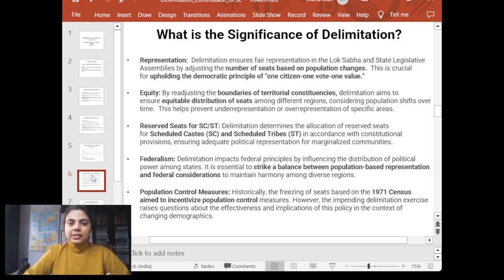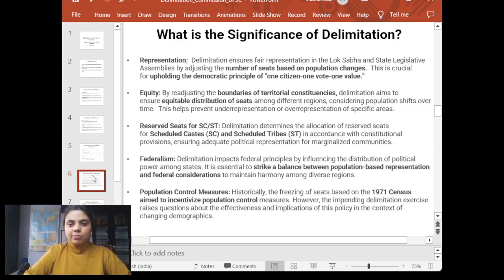Another thing we can see is federalism. We all know what federalism is: it is a division of power between the state and center. So the Delimitation Commission is trying to balance population-based representation as well as federal considerations, and they both try to maintain harmony between the diverse regions of our country.